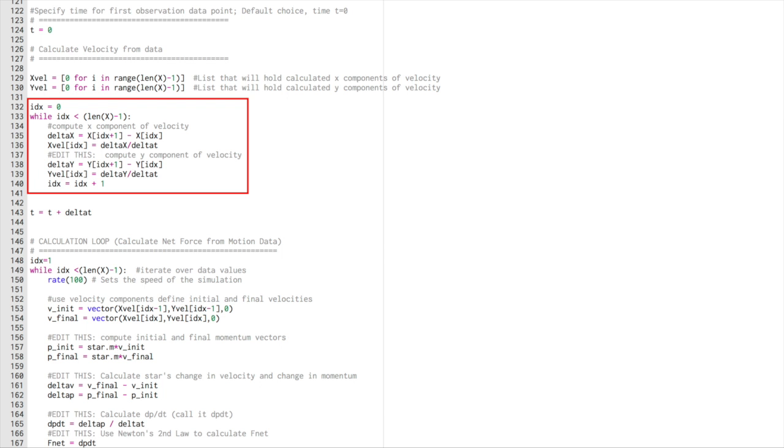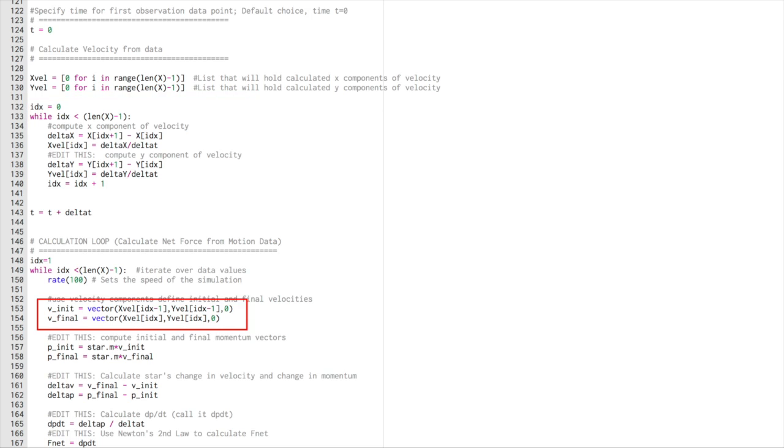Then I found the x and y velocity by utilizing the indexing function of VPython. Essentially, I found the change in position for each set of x and y data points, and then I divided this by the change in time, or 1 day. The first part of the while loop calculates various motion data points, including the initial and final velocity, the initial and final momentum, the change in velocity, and the change in momentum. These data points are used to find dp/dt, or the rate of change of momentum.